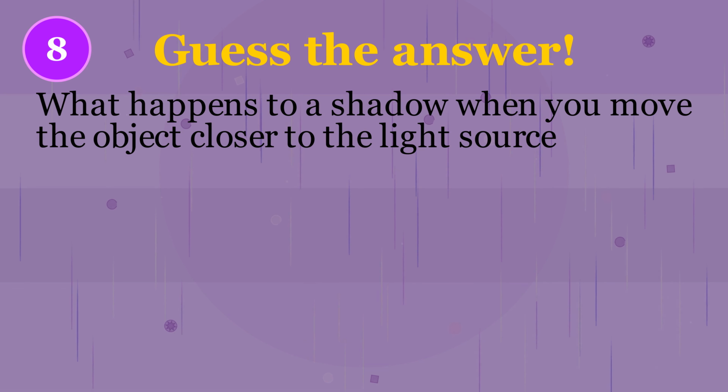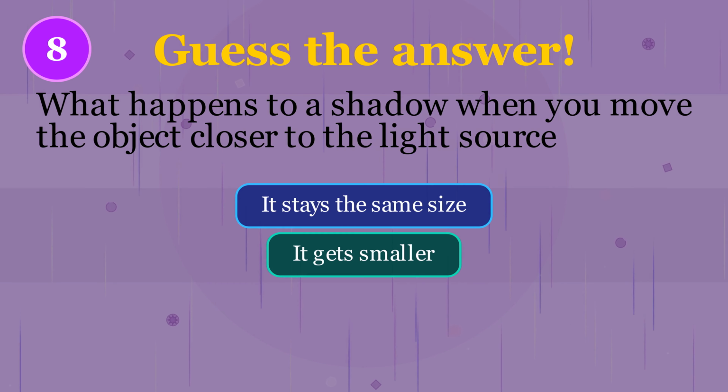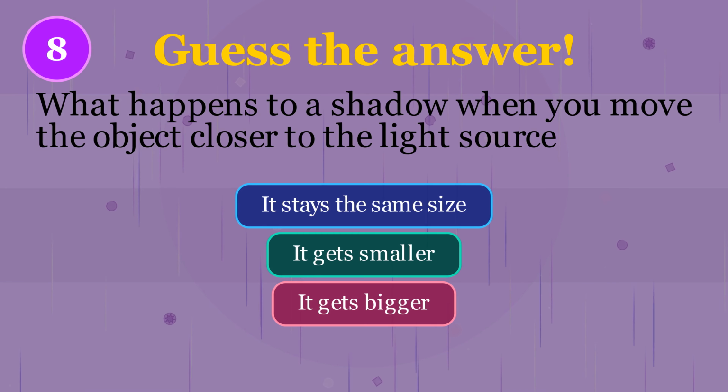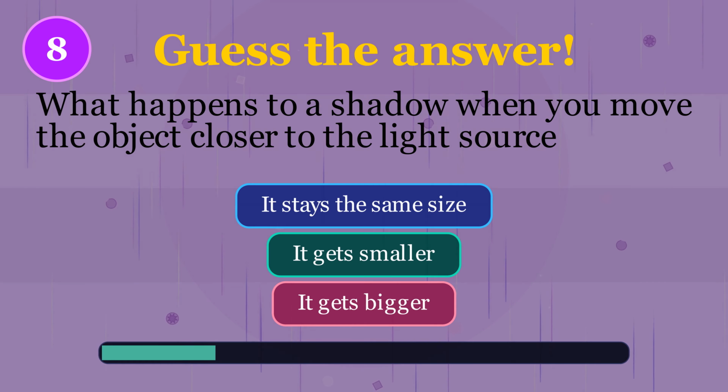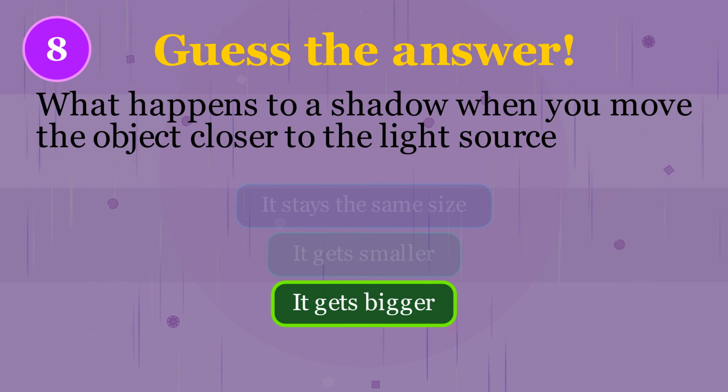What happens to a shadow when you move the object closer to the light source? It stays the same size. It gets smaller. It gets bigger. The correct answer is, it gets bigger.